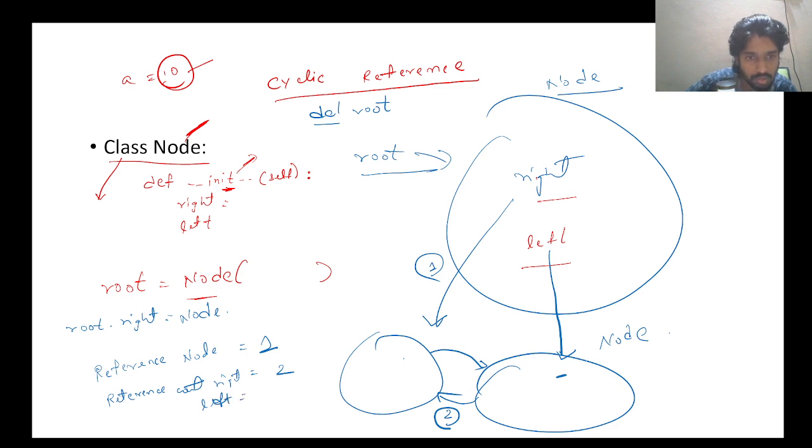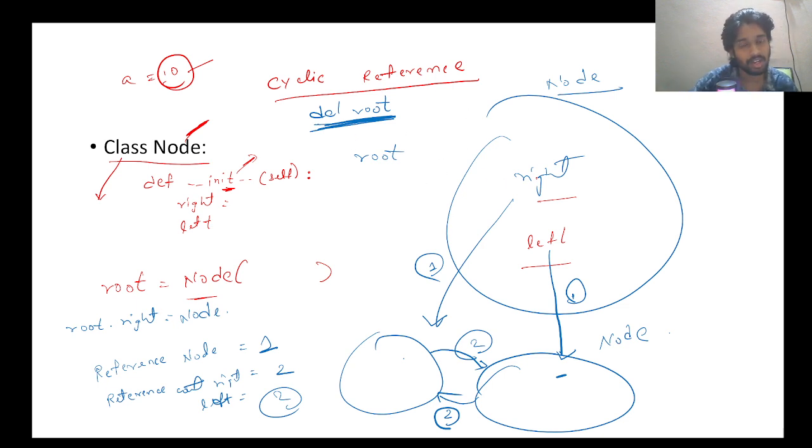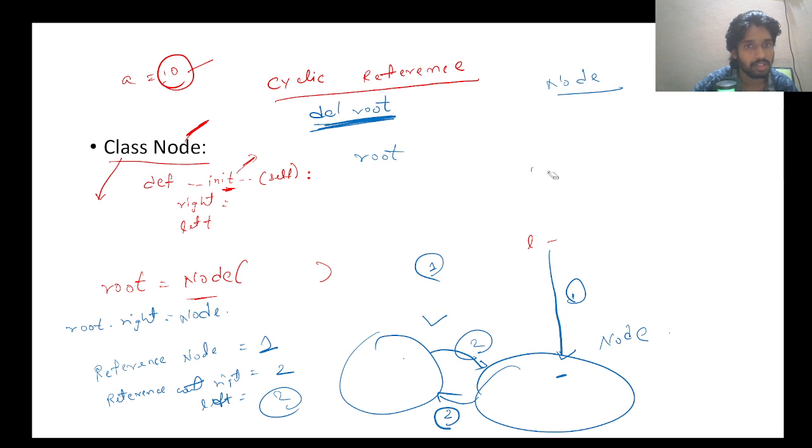What is the reference count for this one? The left is also being pointed, and this is also, this is 1 and this is 2. So the reason this is 2. So when I execute this del keyword, first of all this will get deleted. Now the reference count of this node object is 0 because nothing is being pointed. Obviously now this gets deleted, the whole thing gets deleted.